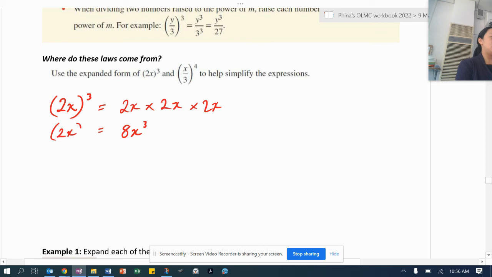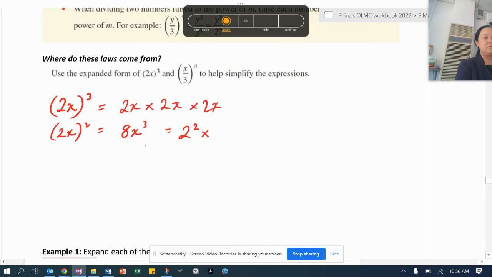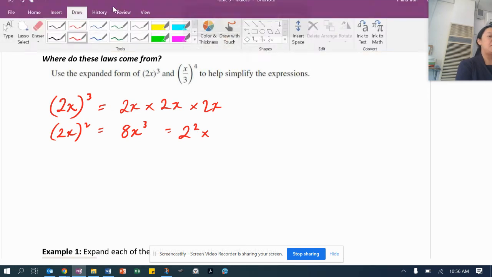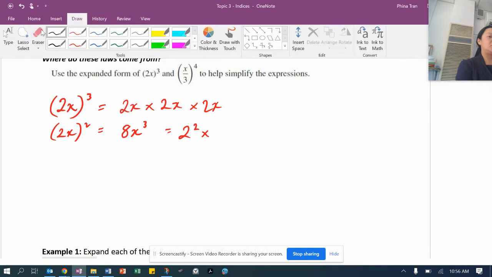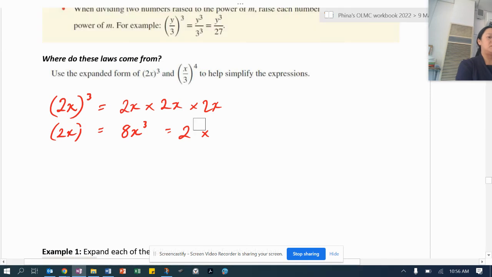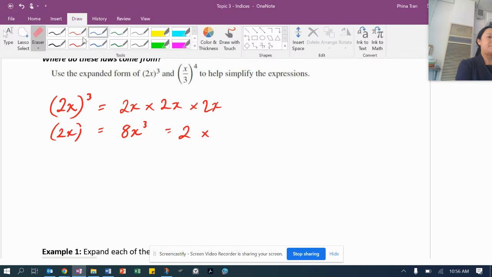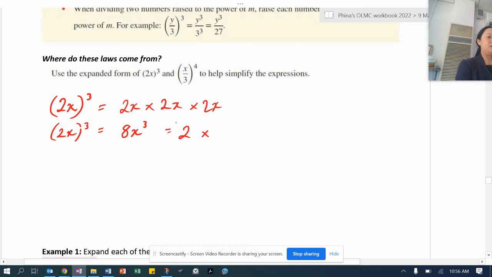And if you look at what's in the bracket, we essentially have gone 2 to the power of 3 times x to the power of 3. Let me fix this. So 2 to the power of 3 times x to the power of 3. So that's what the fourth index law is saying. Everything inside is applied.